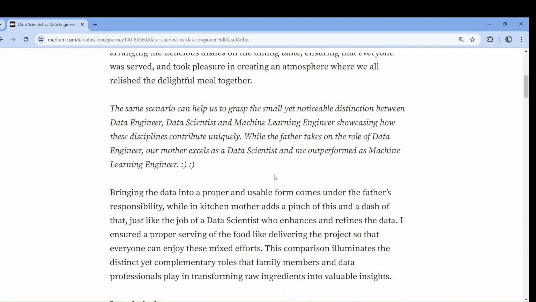So now your job is to ensure that the model is deployed properly and it is working fine. Okay. So you do the job of serving. So you do the task of machine learning engineer. Okay, this is the basic difference. Data engineer mainly focuses on bringing proper data. Data scientist focuses on enhancing the data. And machine learning engineer focuses on delivering the model, the project.